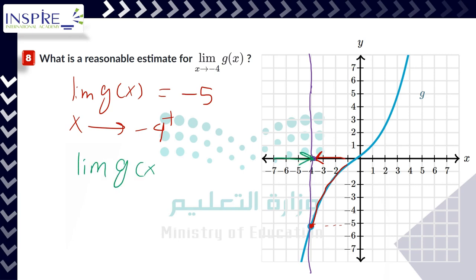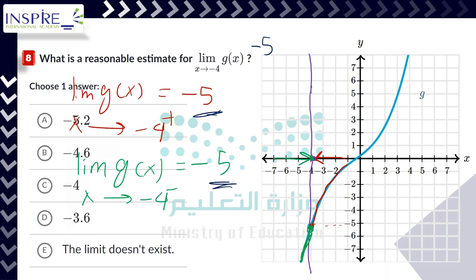So limit g of x as x approaches -4 from the left side, we will trace the function. Where is the function? It's this blue line. Okay, I will trace it. I found it's the same point, -5. So both of them are equal. So we have a limit, which is -5. The answer is -5. Okay, we don't have -5 here. It looks like this, so it will be -5.2, because it's after -5, maybe one or two decimals.